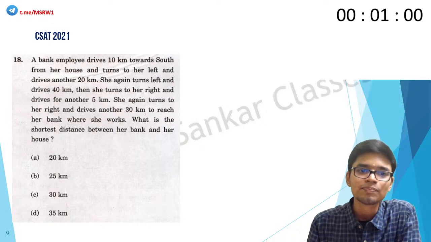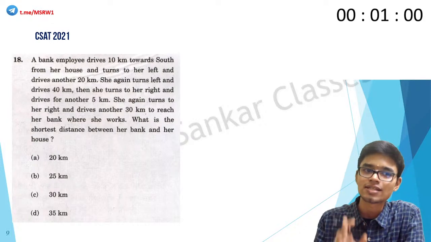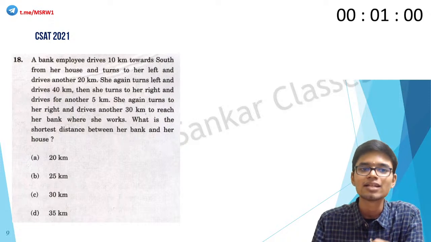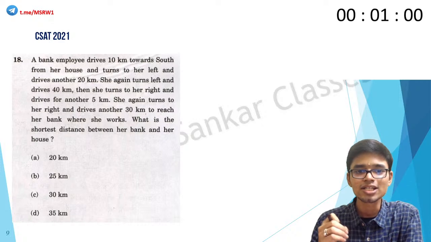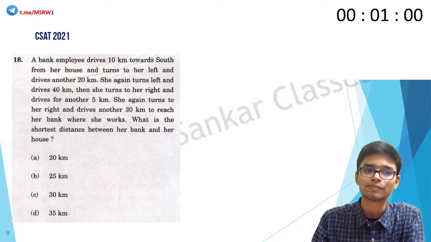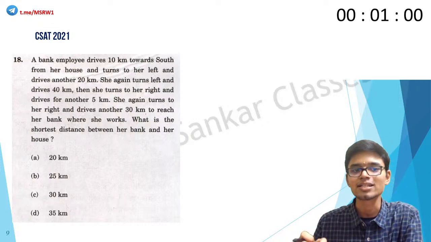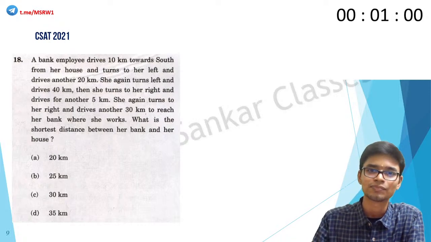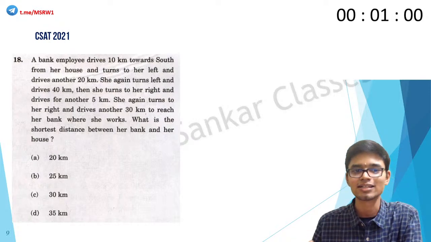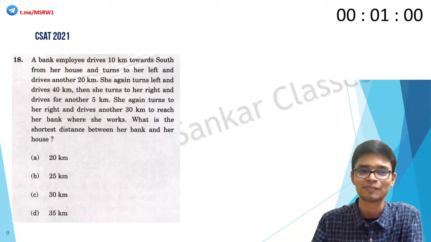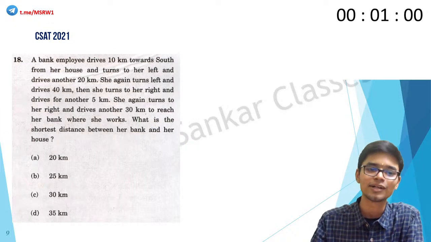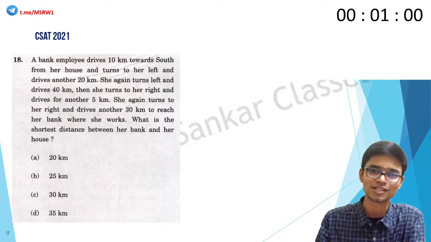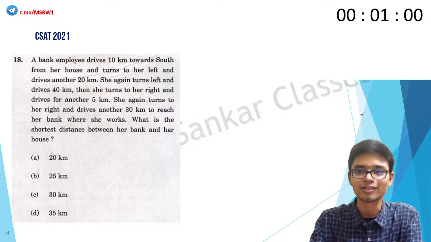A bank employee drives 10 kilometers towards south from her house and turns to her left and drives another 20 kilometers. She again turns left and drives 40 kilometers. Then she turns to her right and drives for another 5 kilometers. She again turns to her right and drives for another 30 kilometers to reach her bank where she works. What is the shortest distance between her bank and her house? 20 kilometers, 25, 30, 35. These are the options. You have 1 minute to solve this question.